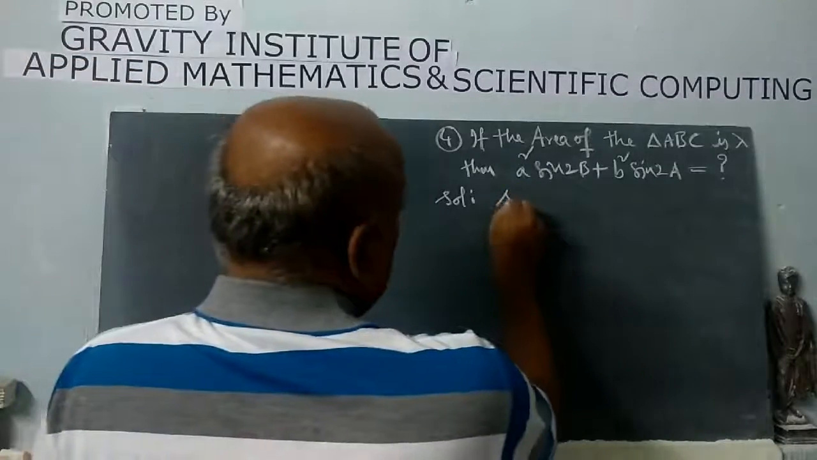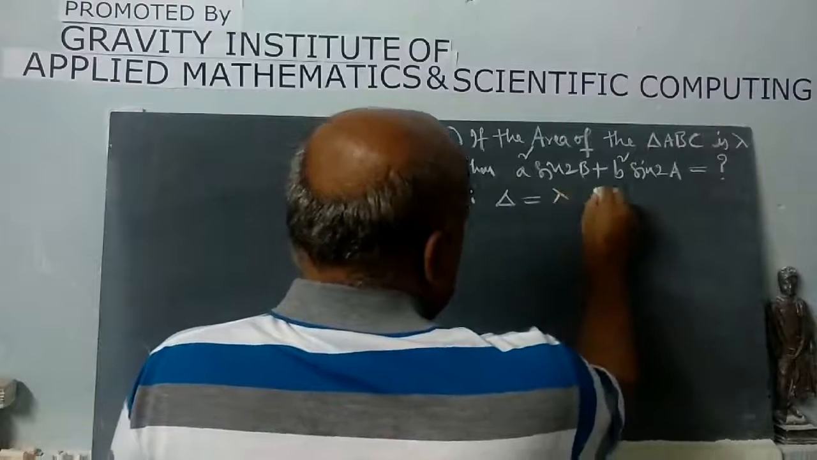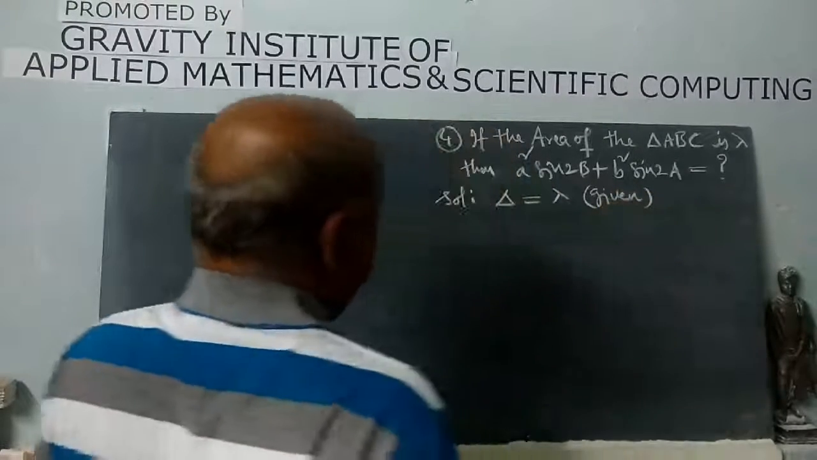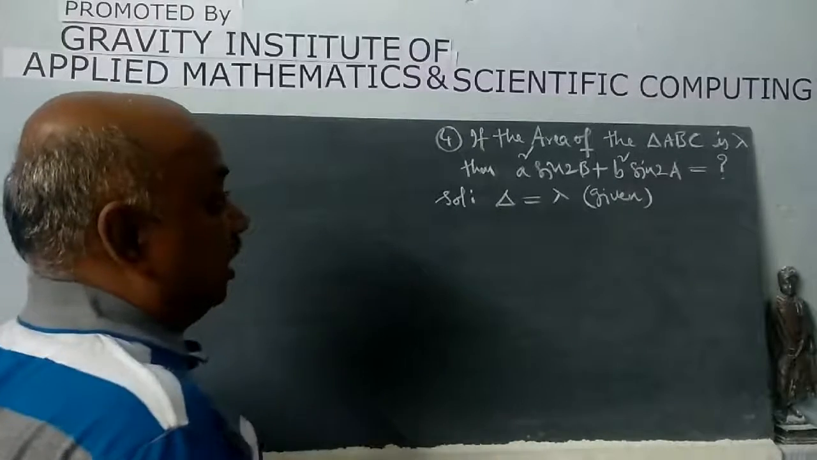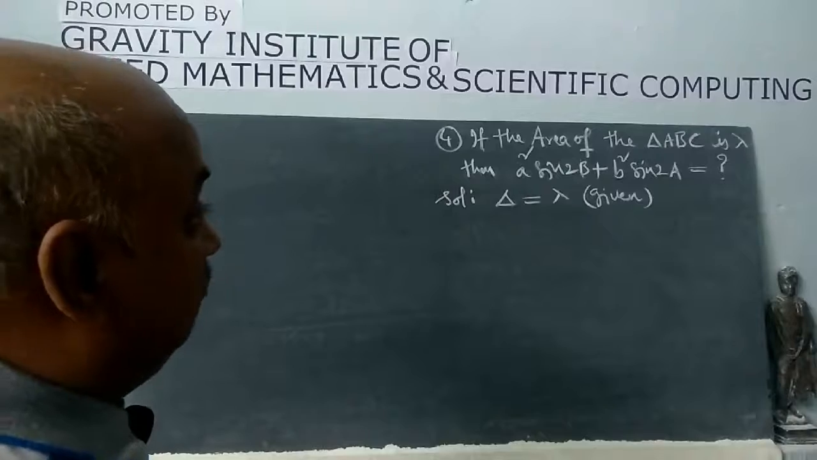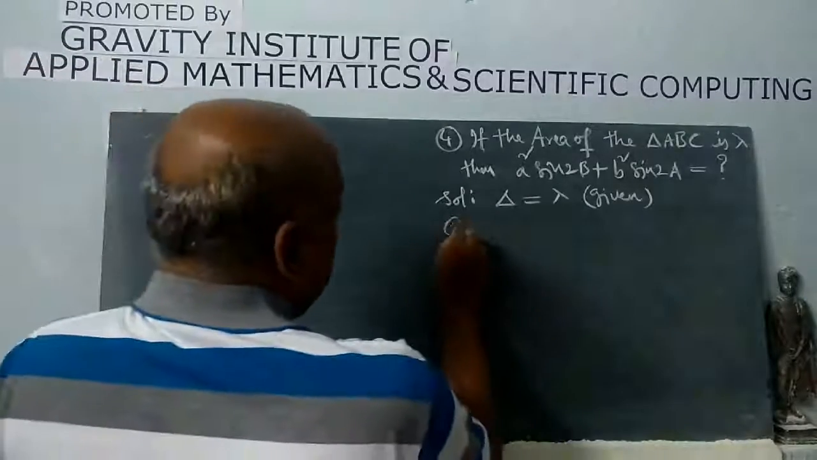Delta is equal to lambda. This is given. The area of the triangle ABC is delta, which is equal to lambda. This is given.